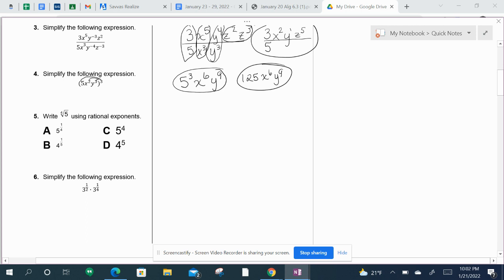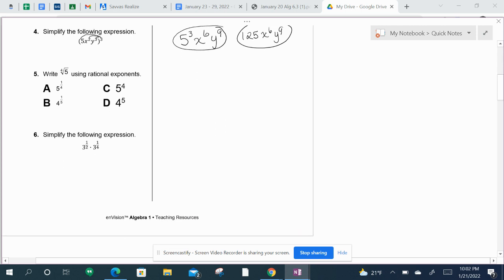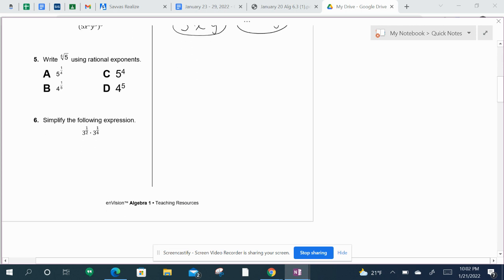All right, moving on. Number 5 is asking us to write a rational exponent. Remember, rational means fraction exponent. Since it's the fourth root, that means I'm taking it to the 1/4 power. And finally, number 6 is really much like problem number 1. This means I add the exponents, so 1/2 plus 1/4. We have to get a common denominator, so that would be 2/4 plus 1/4, or 3/4. So my final answer is the base of 3 to the 3/4 power.